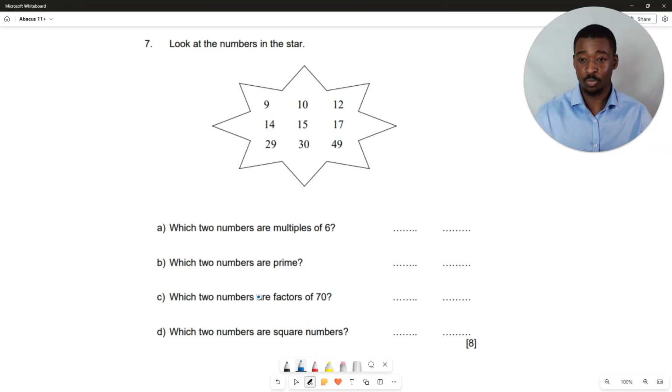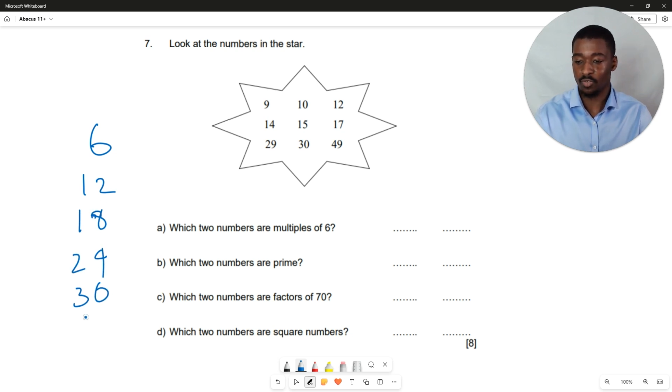So here for this next question, we have, look at the numbers in the start. We have a group of numbers, a set of numbers. Part A asks us which 2 numbers are multiples of 6. So multiples of 6. Think about your times tables. So we have 6, 12, 18, 24, 30, 36, so on and so forth, right? These numbers are all multiples of 6.